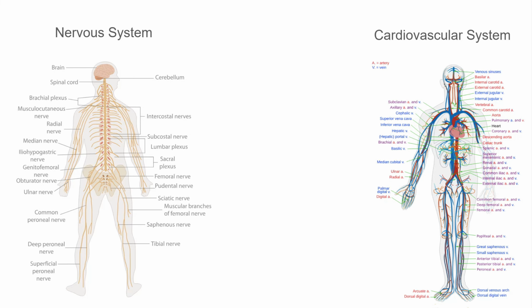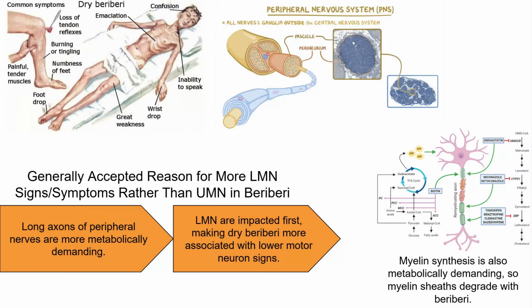The big systems impacted by this are the nervous system and the cardiovascular system. Let's start with the nervous system. We know the nervous system is impacted in dry beriberi. Now, the central nervous system certainly is impacted as well. However, even though upper motor neurons may be impacted, we see more issues with lower motor neurons and peripheral nerves.